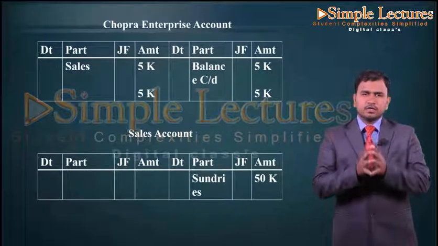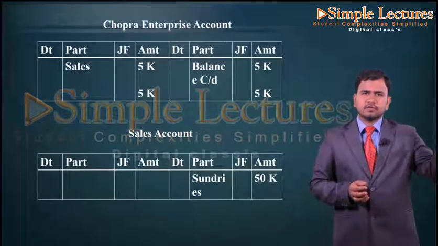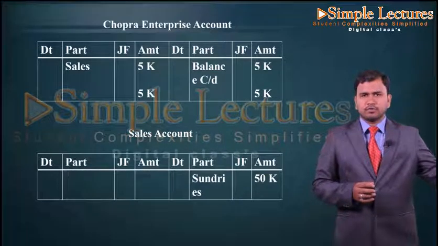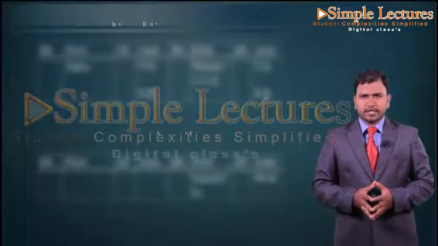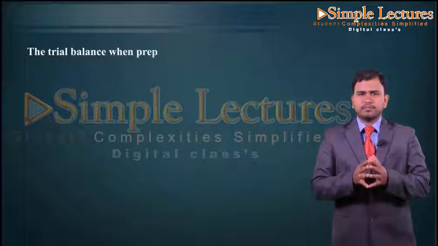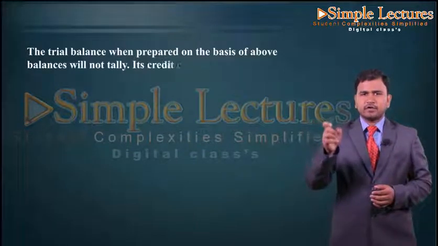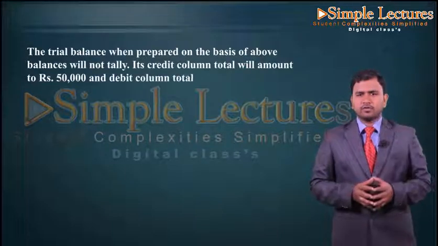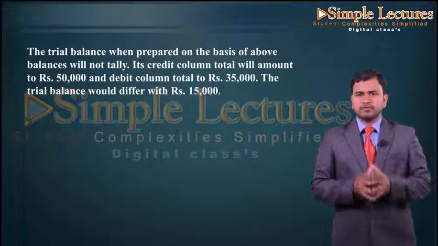So here, when coming to the Divakar trader, that particular account itself is omitted, even though the sales account is showing the total amount of the sales journal, which is 50,000 on the credit side. The trial balance when prepared on the basis of the above balances will not tally. Its credit column total will be rupees 50,000 and the debit column total will be 35,000. The trial balance would differ by 15,000.